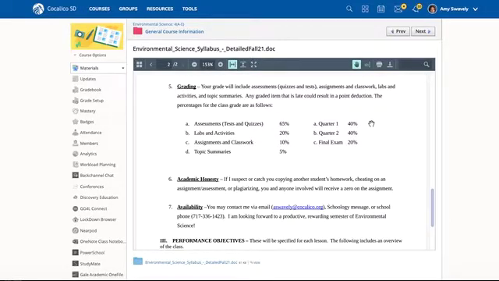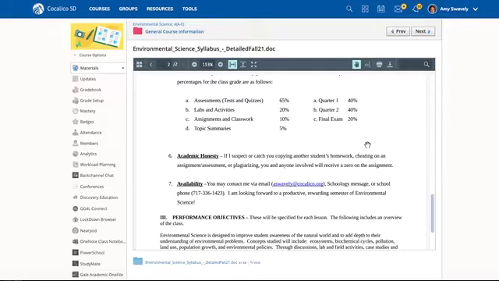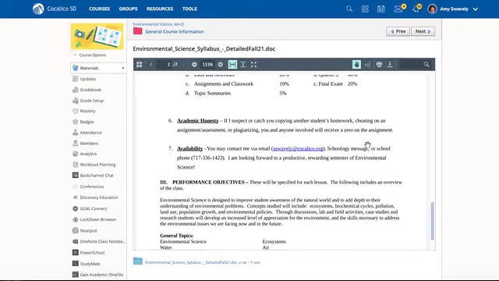In environmental science, they do have a final exam. They do not have a Keystone in environmental science. So to calculate their overall semester grade, quarter 1 is 40%, quarter 2 is 40%, and the final exam is 20%. And that final exam is cumulative. So that would mean that information from the first chapter all the way through everything we do the whole semester will be on the final exam, and we will prepare for that, and we will study for that as that gets closer. That will be in January. And then I also had my phone number and email here as well.